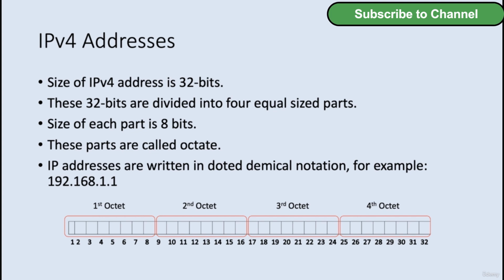The size of IP version 4 addresses is 32 bits or 4 bytes, as shown below. And these 32 bits are divided into 4 equal sized parts. Each of the parts is 8 bits. These parts are called octets. So the first part of 8 bits is the first octet, the second part of 8 bits is the second octet, and so on. We write IP addresses in dotted decimal notation.